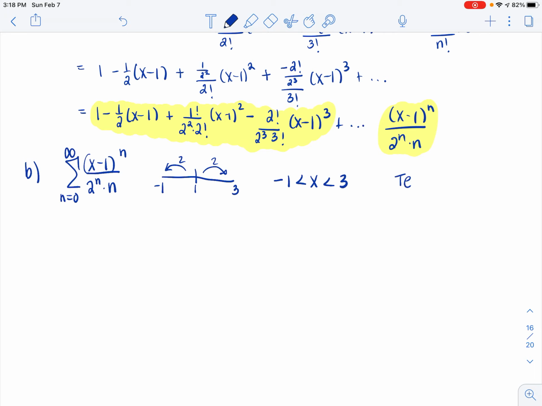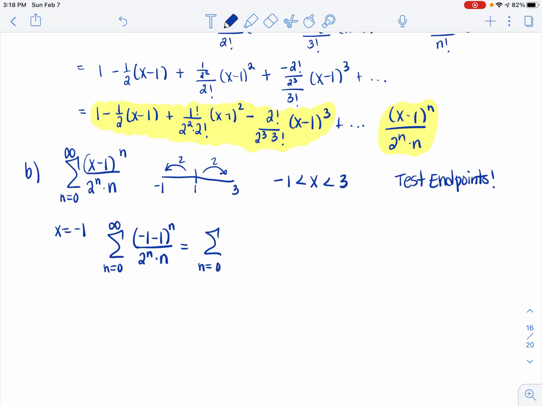But remember, you always have to test the endpoints when we were dealing with something based on the ratio test. So we have to actually plug in the endpoints and see what happens if we actually converge, so we can see if we can underline those values or not. So let me start with x equals -1. Okay, so that would give me sum from n equals 0 to infinity, -1 minus 1 to the n, all over 2 to the n times n.